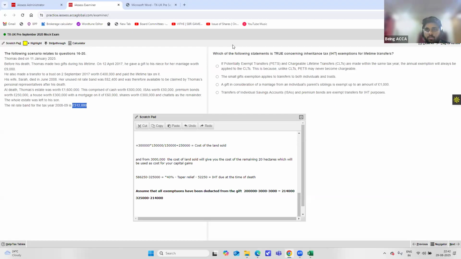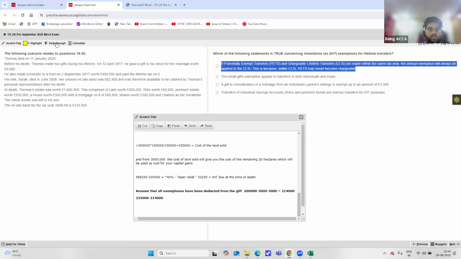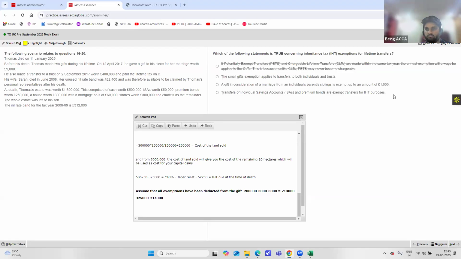Which of the following statements is true concerning inheritance tax exemptions for lifetime transfers? If potentially exempt transfers and chargeable transfers are made within the same tax year, annual exemption will always be applied to CLTs. This is because unlike CLTs, PETs may never become chargeable. That is never the case. Always it will be on a first come first serve basis. Whichever gift is made first, that will be having exemptions deducted from that. Is that clear? Clear on that point, guys? Any doubts on that point so far?